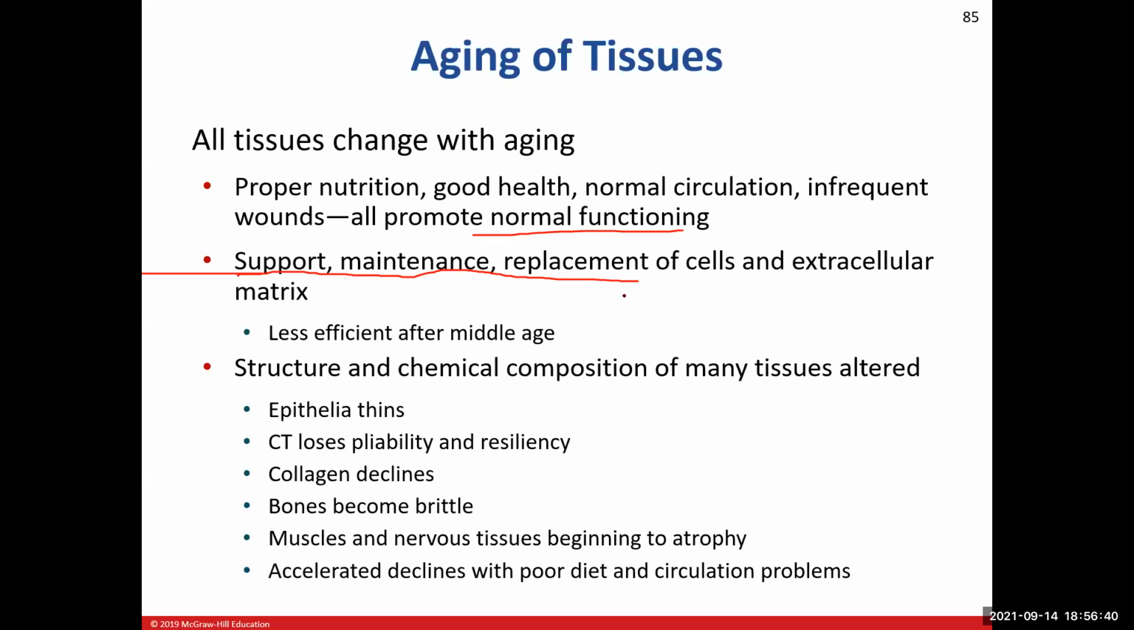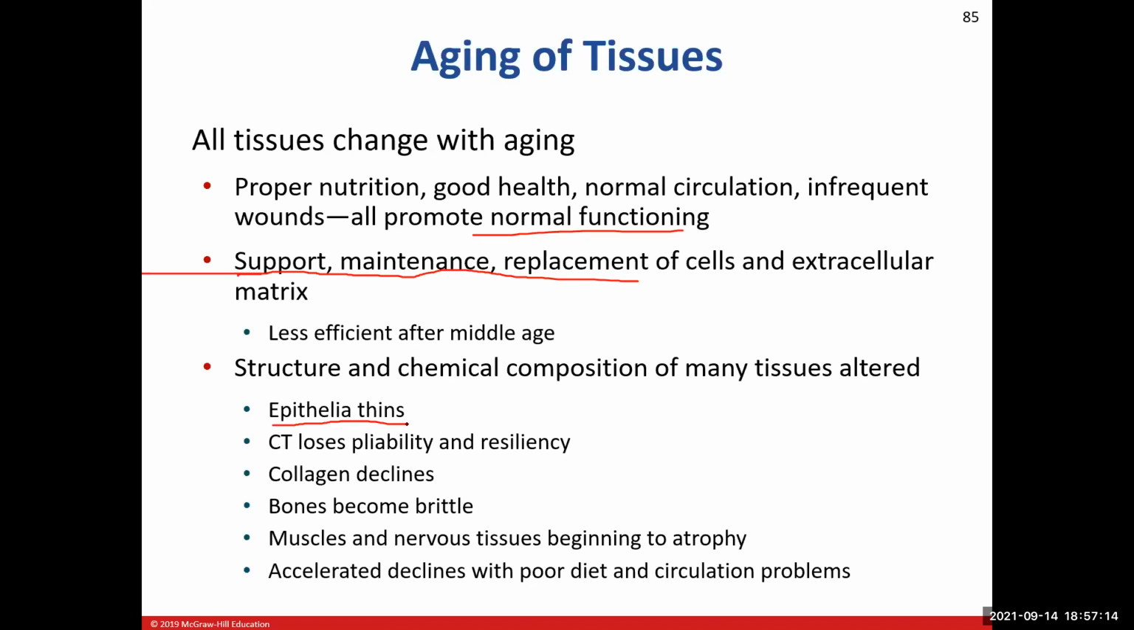And here's what happens. Just keep in mind, everything slows down. So our epithelia thin, our skin thins, and that's because the cells in the stratum basale are no longer dividing at the same rate. They have decreased, so they're no longer producing all of those cells for the epidermis, and that causes thinning of the skin.